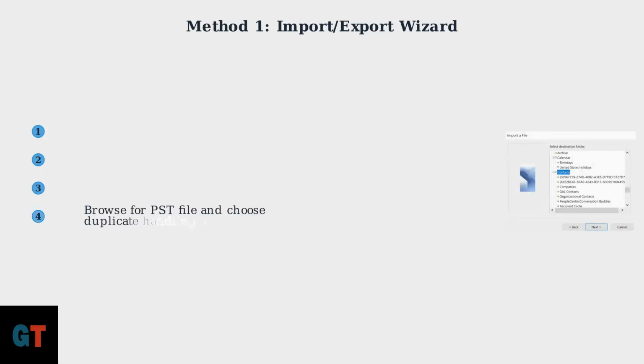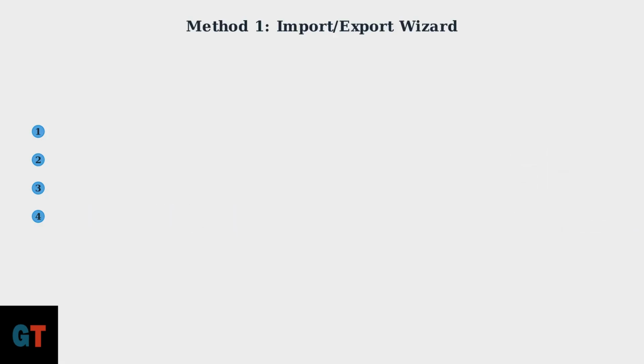Step 4. Browse and select your PST file from your computer. You'll also need to choose how to handle duplicate items during the import process. Step 5. Select the destination folder, usually your main mailbox. Check Include subfolders if you want to import all folder structures from the PST file.